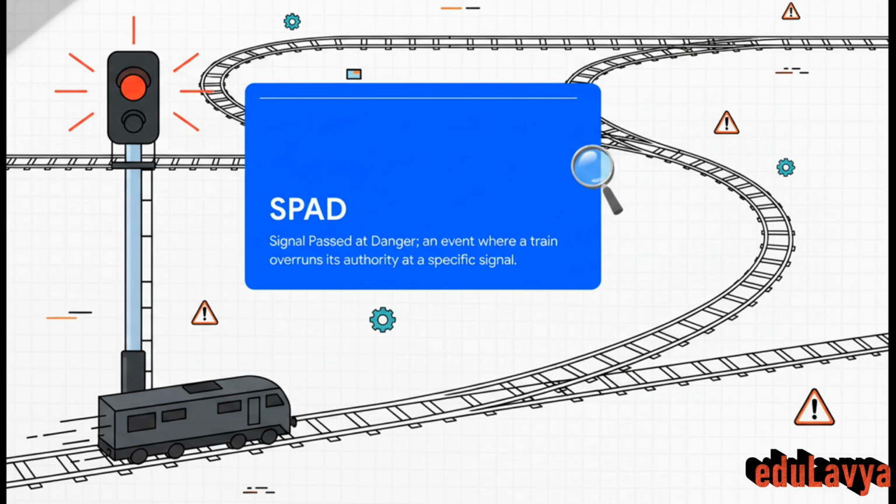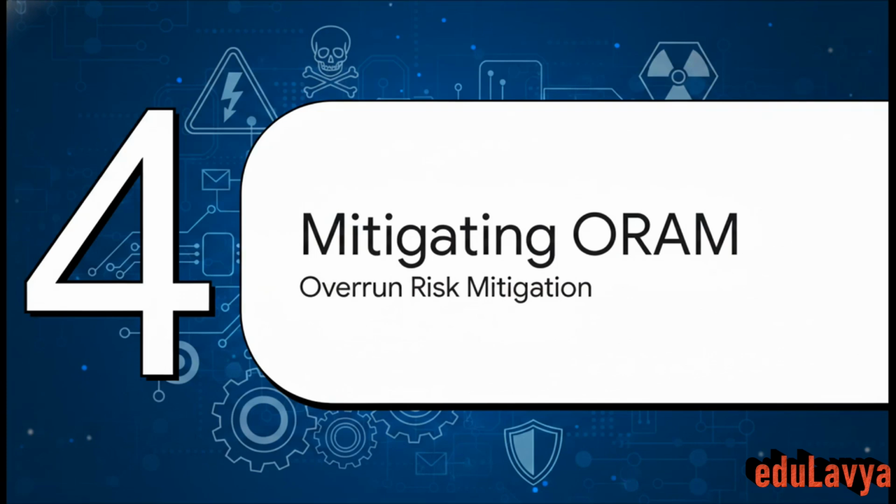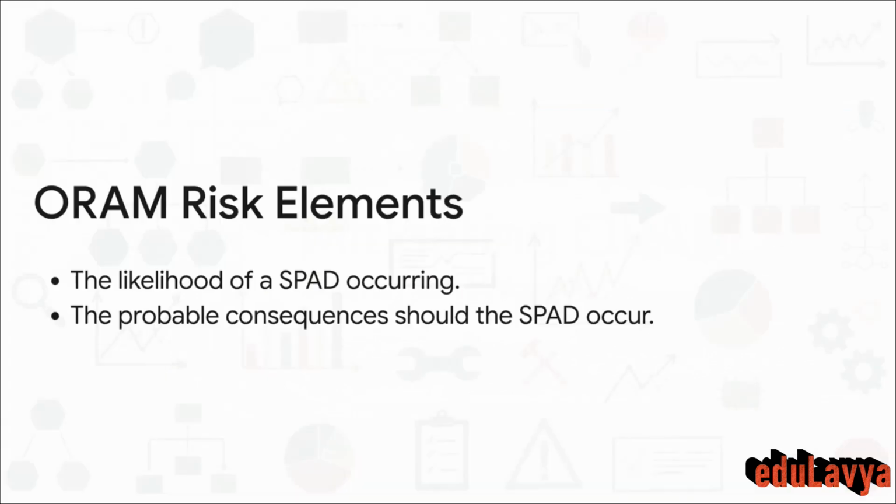This is without a doubt one of the most critical hazards in any railway network, and general tools sometimes just aren't enough to capture the nuanced physical realities of the track. Which brings us to Section 4, Mitigating Overruns with ORAM. Because SPADs are such a specific, dangerous threat, engineers use a specialized analysis called ORAM, or Overrun Risk and Mitigation, and it brilliantly separates the risk into two distinct elements.